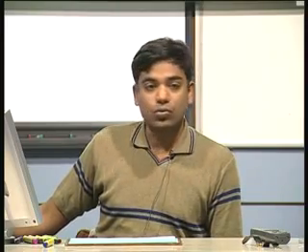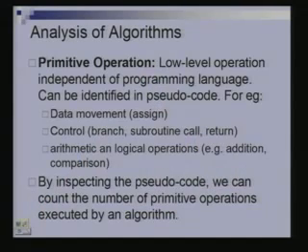Okay, so how do we analyze algorithms? We identify what are primitive operations in our pseudocode, right? So what is a primitive operation? It's a low level operation. Examples: data movement, where I do an assignment from one to another; a control statement, which is a branch, if then else; a subroutine call; a return; or arithmetic operations or logical operations. These are all what we'll call primitive operations. And in my pseudocode, I just inspect the pseudocode and count the number of primitive operations that are executed by the algorithm.